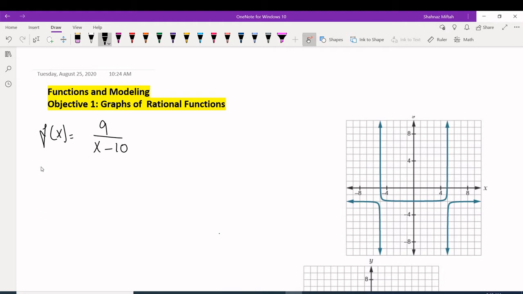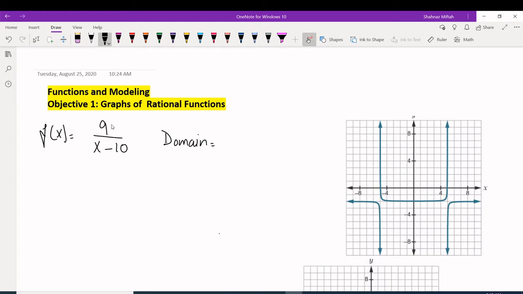This is a rational function, you can tell. And then the question is asking, what is the domain of this rational function? Now, for the domain of a function, if we have a graph, then we look at the x-axis to see where my graph is going. But if we don't have a graph, then we have just a function. Then how do we find the domain?